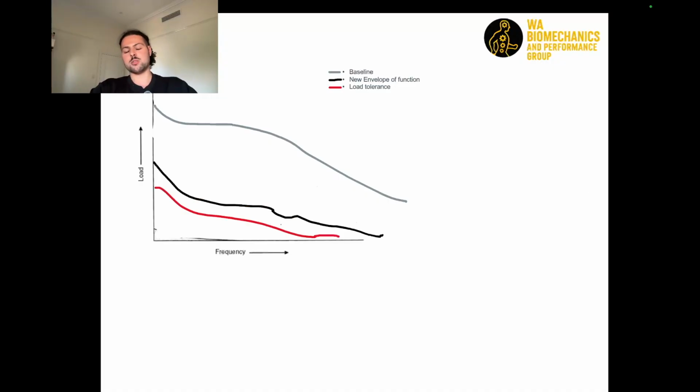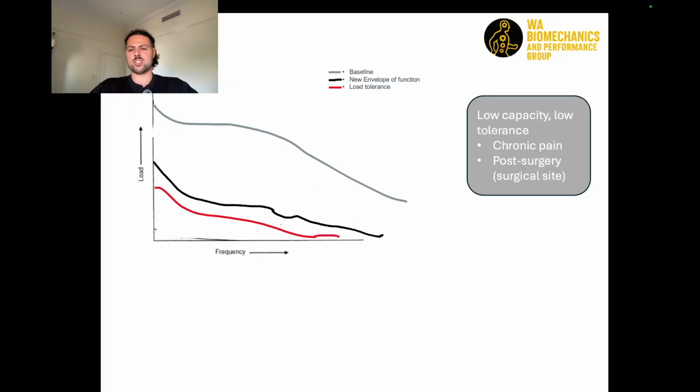What do we think this one might be? Okay, so I'm going to give it away now. We've got a graph, an envelope function that's saying low capacity, low tolerance. So that baseline, the envelope function has dropped real low past that baseline, and yet our load tolerance still remains quite low, even below our envelope function.